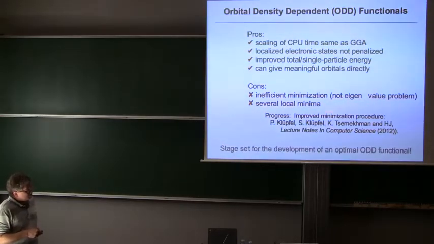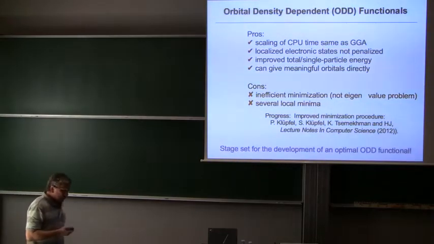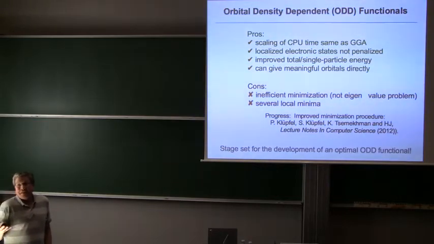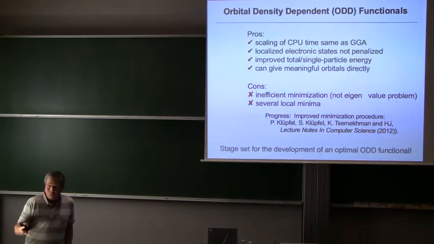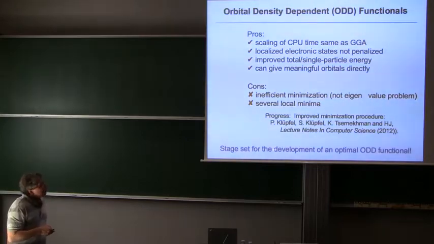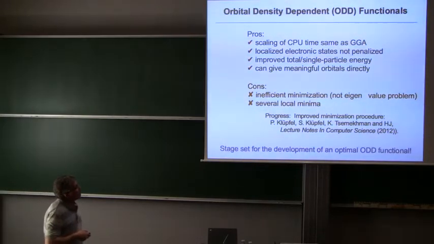Now, I think there are still issues with the efficiency of the minimization algorithm. There can be local minima. One is back into these kinds of problems that have been discussed, that there's not just one local minimum. In a sense, DFT in LDA or GGA approximately is remarkably simple in that there tends to be just one minimum, which is a global minimum, unless you have magnetic states. But here things get more complicated.